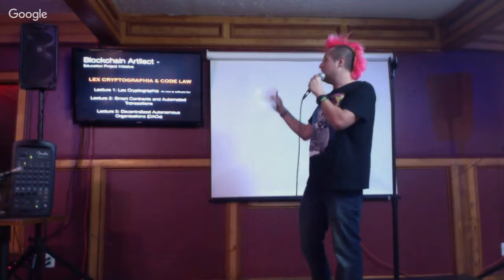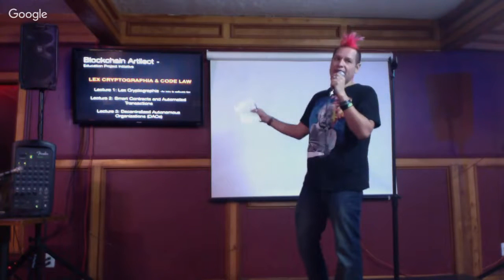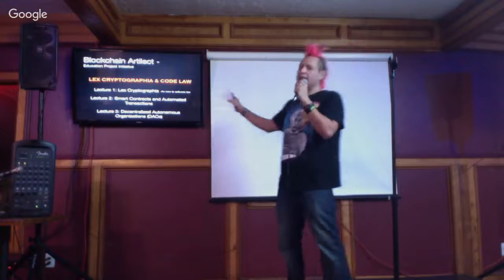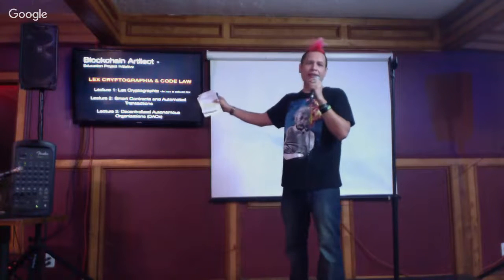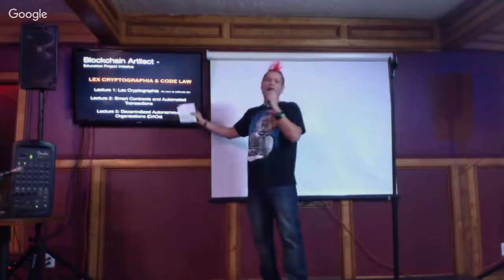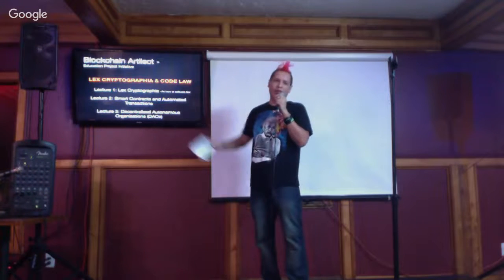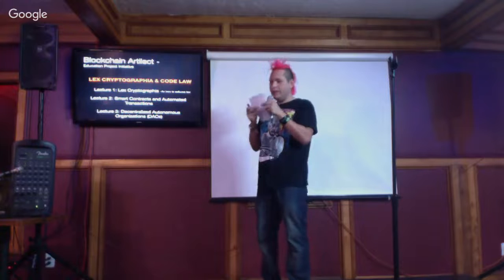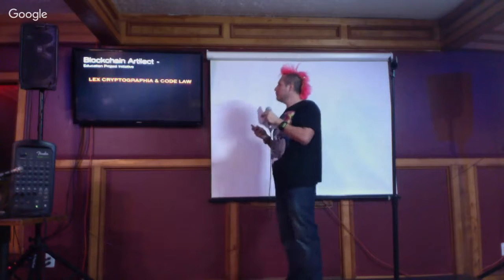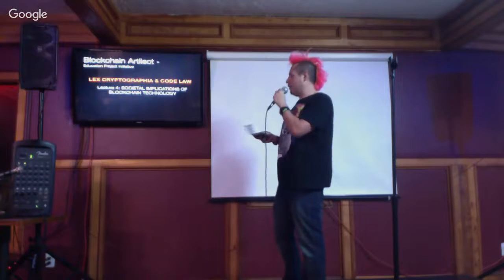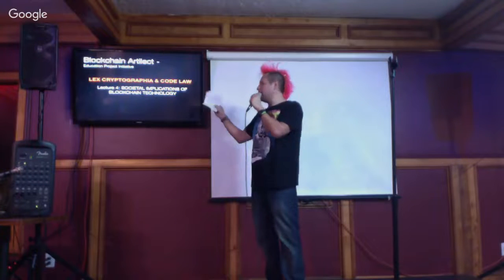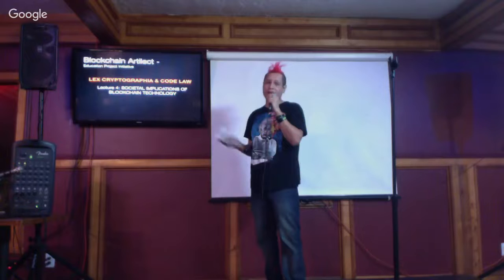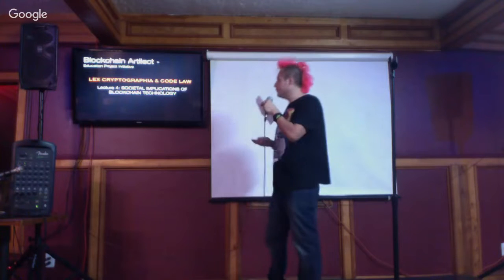Lecture 3, decentralized autonomous organizations, which is basically taking corporations, like an LLC, and simulating the whole thing on the blockchain, on Bitcoin. So we have another lecture right here. This one is also pretty interesting. Societal implications of blockchain technology. This is a pretty interesting lecture.